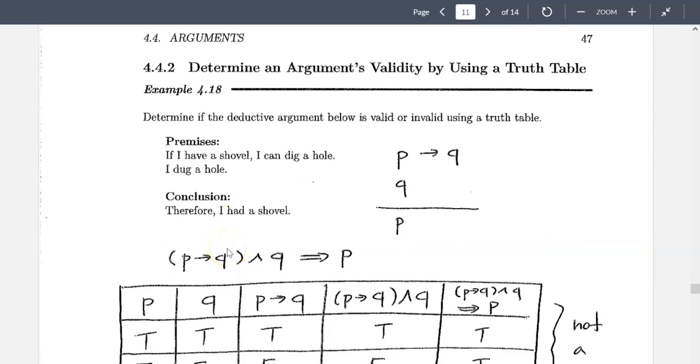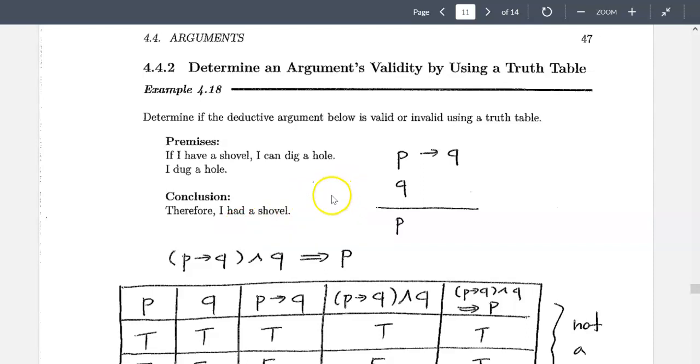Now, we can always use a truth table as well. Alright, so here's another argument. If someone argues that if I have a shovel, I can dig a hole, I dug a hole, therefore I had a shovel. Well, you just think about it for a minute. That's not true, right? Just because you dug a hole doesn't mean you have a shovel.